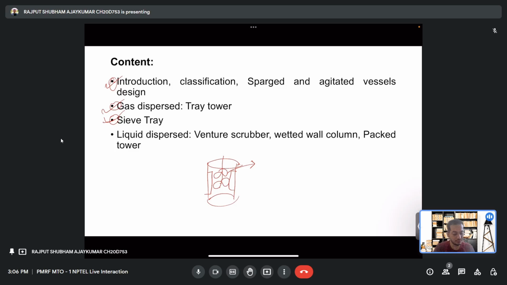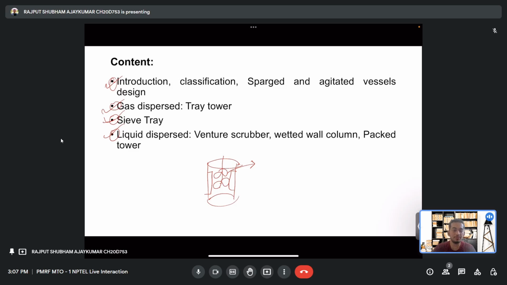And the fourth and last one is the liquid dispersed, that is venturi scrubber, wettable column, and the packed tower. So, like the tray tower, the packed tower is another form of tower that has been used in the chemical industries, particularly for gas absorption or gas-liquid absorption columns. In the packed absorption tower, you can consider different types of packings like Raschig rings, Berl saddles, ball rings, different types of packings like standard packing, cubic packing, and various packings are there.